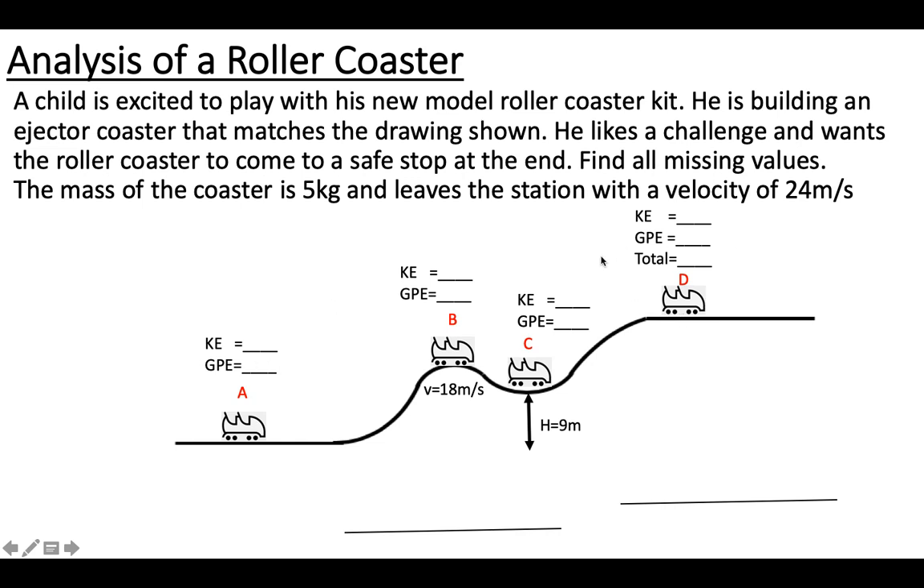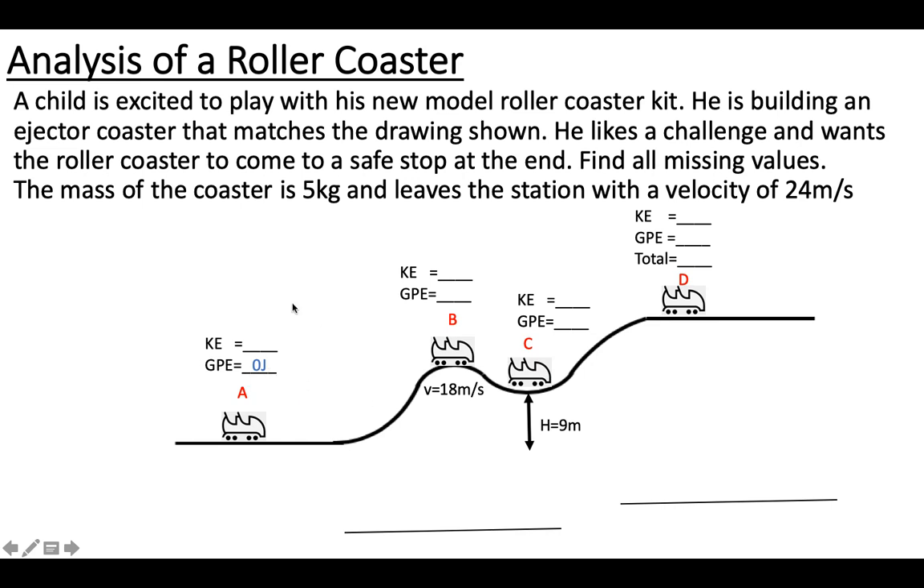The mass of the coaster is 5 kilograms, and it leaves the station with a velocity of 24 meters per second. Okay, so the first thing that we want to recognize is that at the bottom, at point A, it's starting on the ground, right? It's starting at the very, very ground, and so that's 0 joules. Okay, 0 joules.